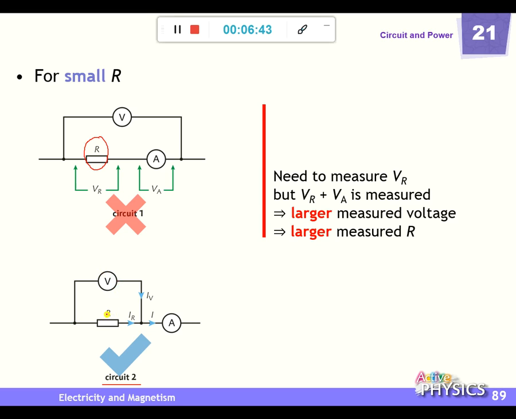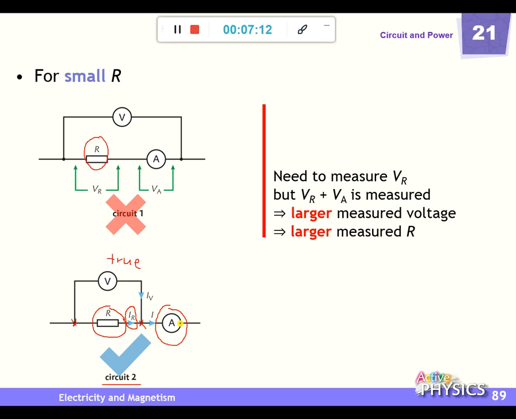You can see that we want to find out VR, which means the potential difference between these 2 points. The voltmeter can show the correct value, so the voltmeter can give you the true value of the potential difference across R. But unfortunately, the ammeter cannot, because we want to find out IR.